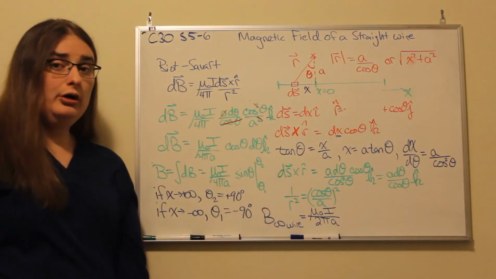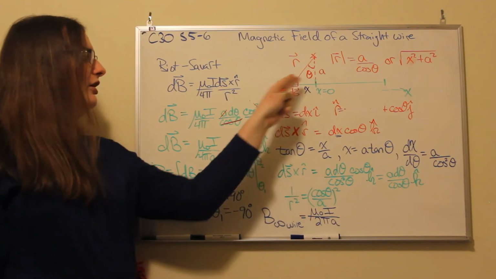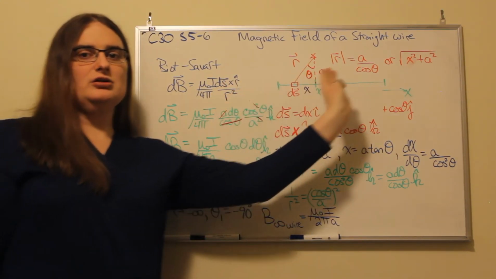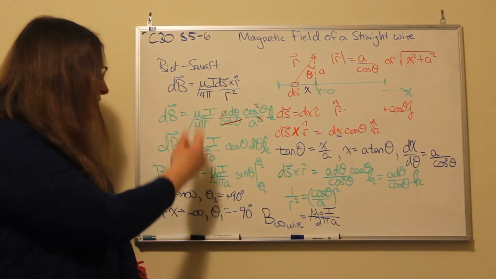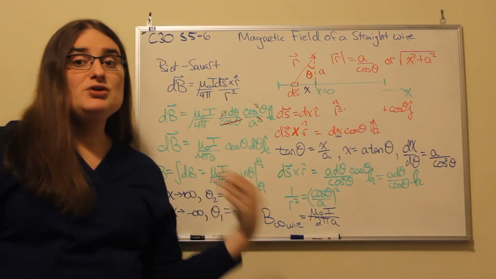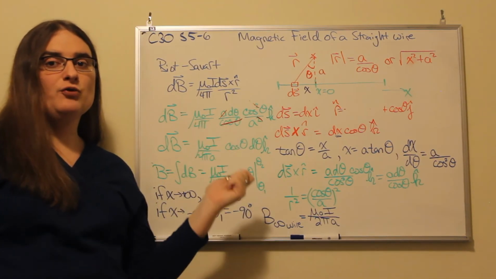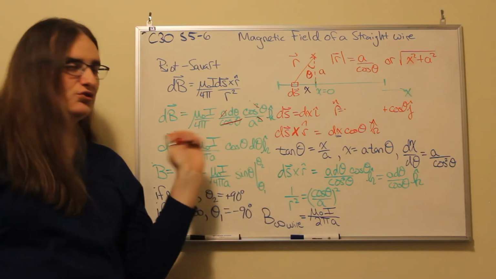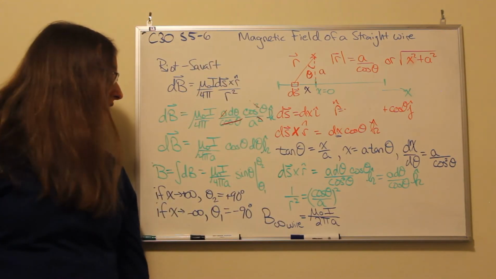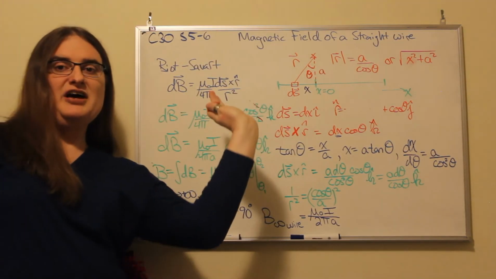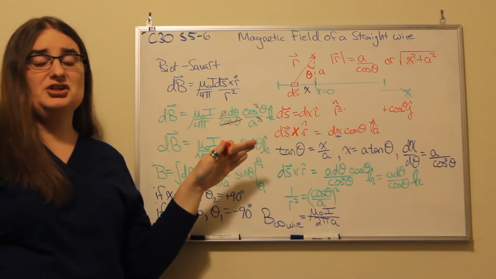So for a fixed segment of wire where we could determine the starting angle and ending angle, the magnetic field would be mu naught times the current divided by 4 pi, the distance from our wire to where we're looking, times the sine of our final angle minus the sine of our initial angle.